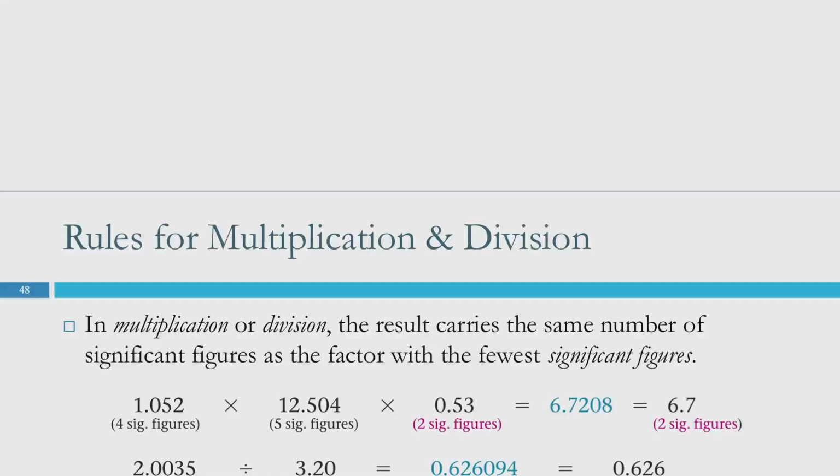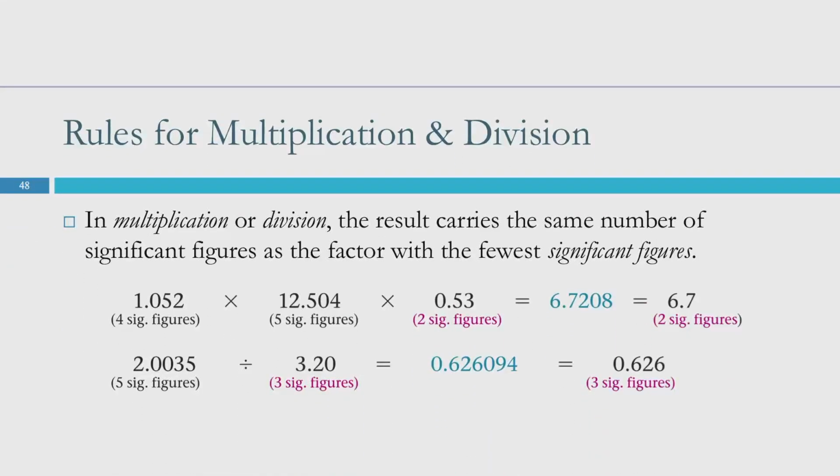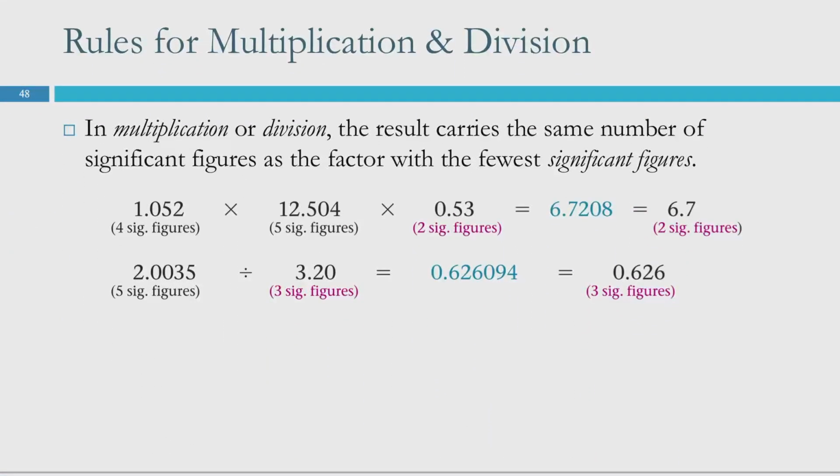So first up, we've got rules for multiplication and division. Multiplication and division share the same rule because they're basically the same thing. So in multiplication and division, the result carries the same number of significant figures as the factor, the thing that goes into it, with the fewest significant figures.